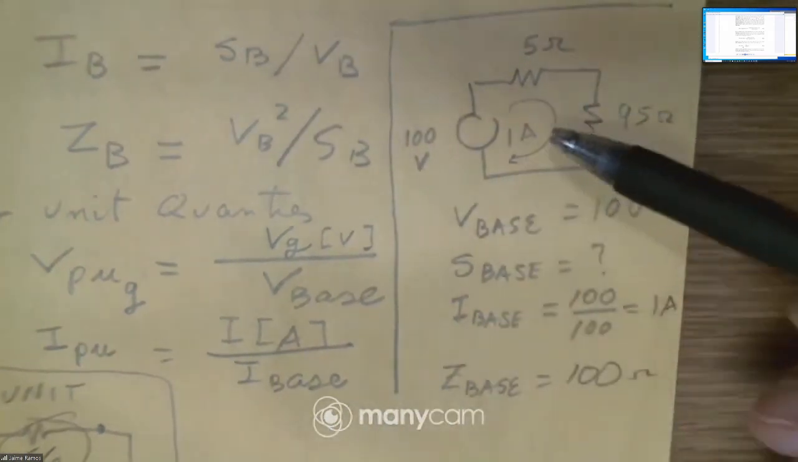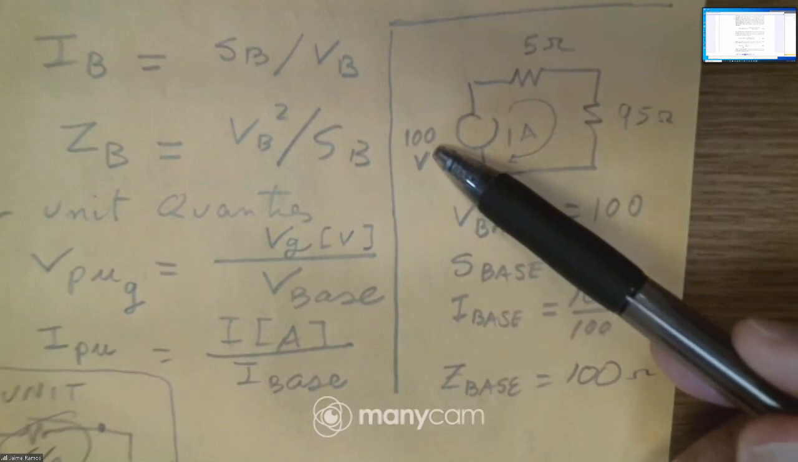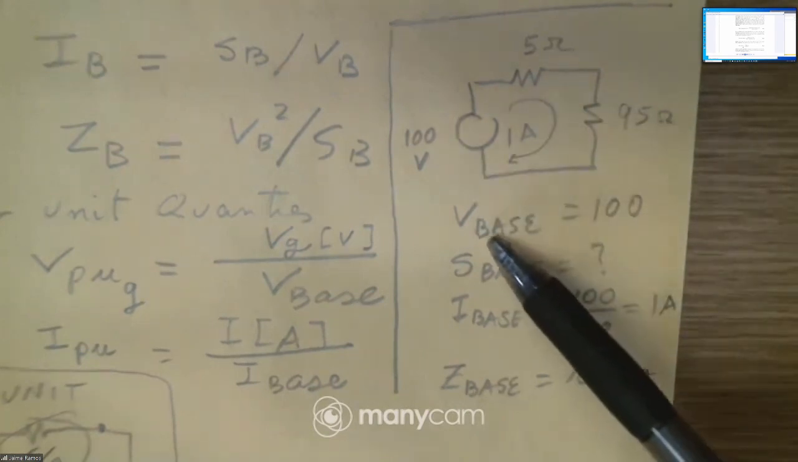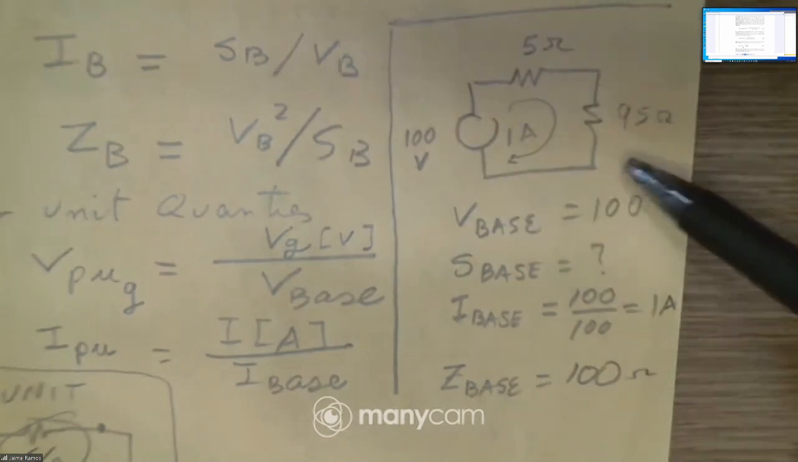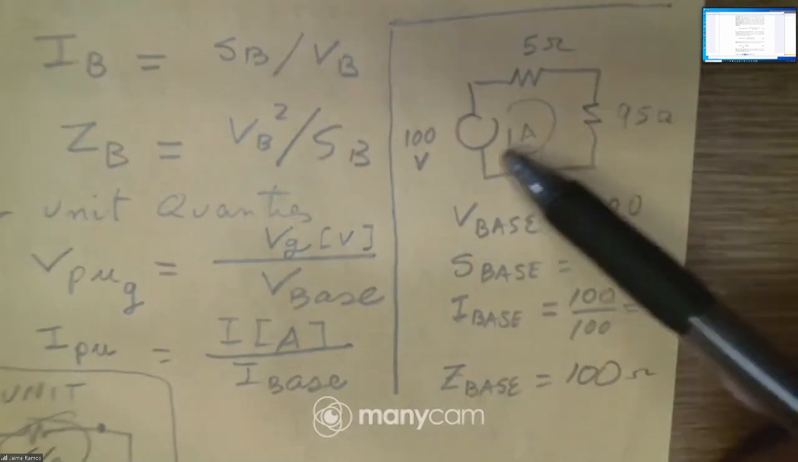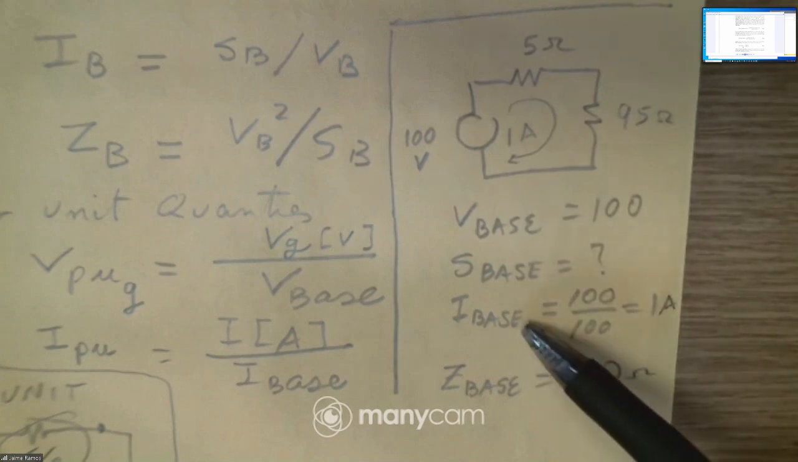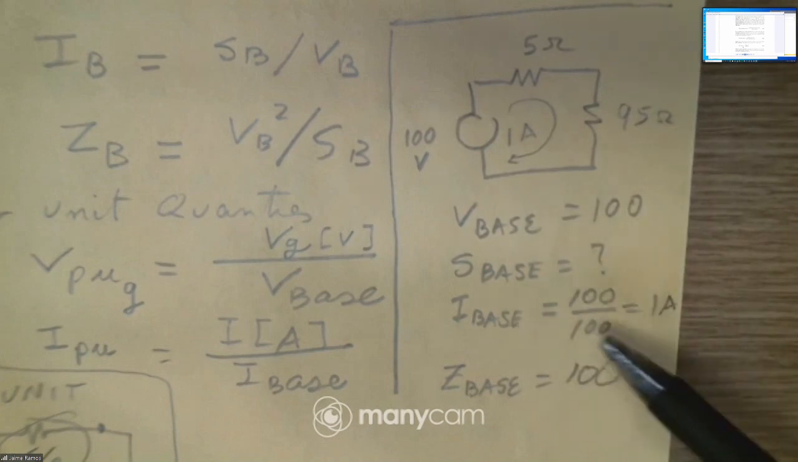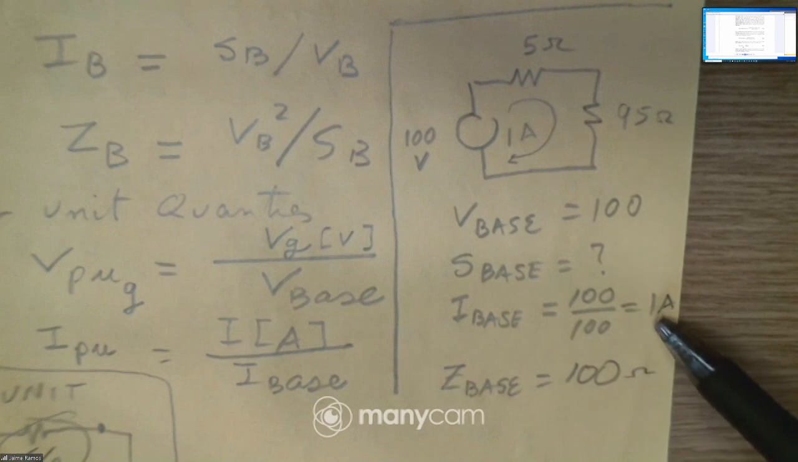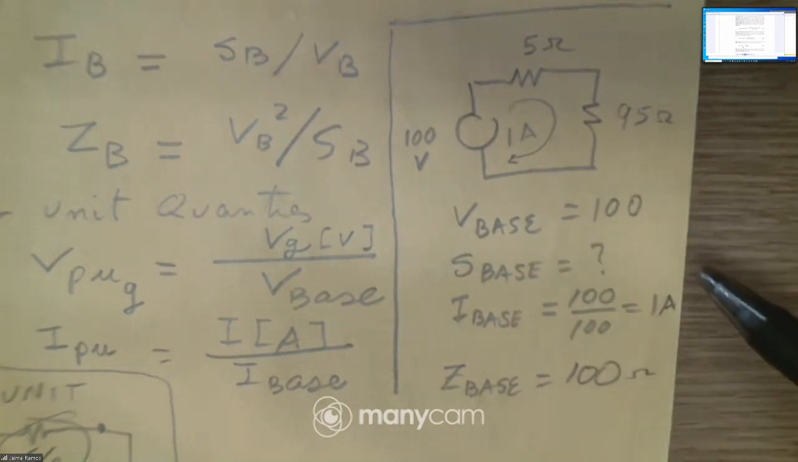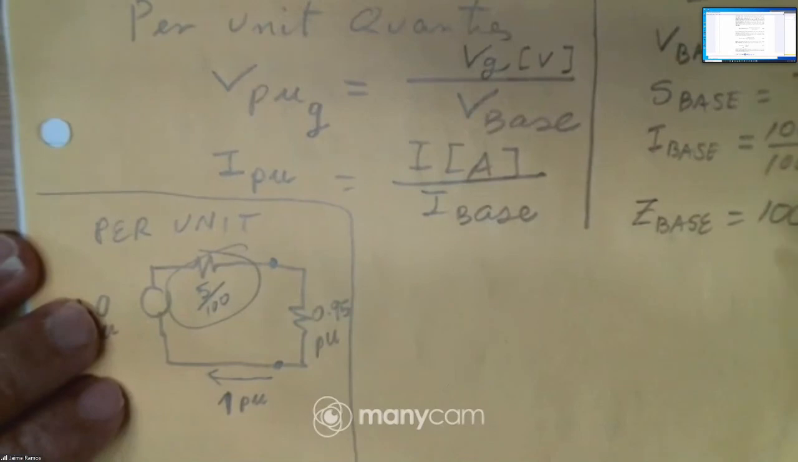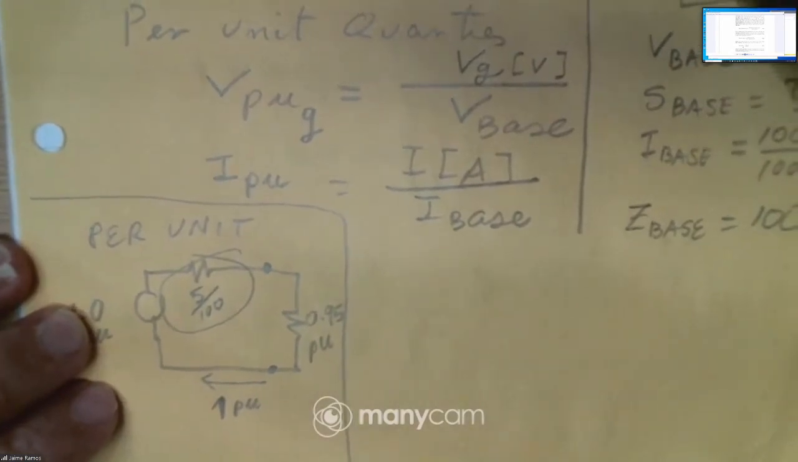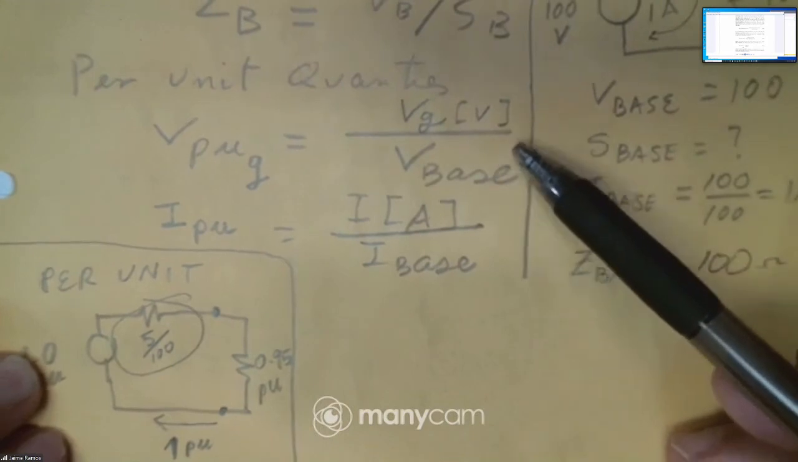So for example, here we have a generator of 100 volts. That's a good candidate for base voltage. We have this load of 100 ohms, which gives 1 amp. That's a good candidate for base current, 1 amp. So we have base voltage and base current. Now here we draw this, these two are drawn together.